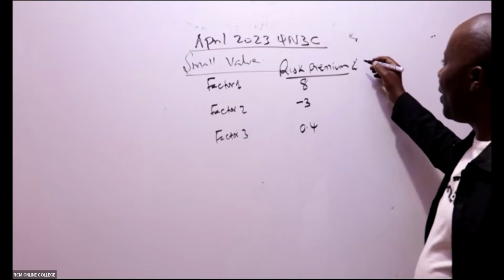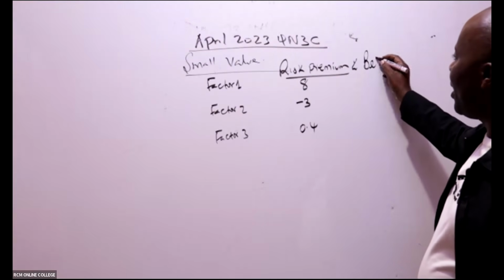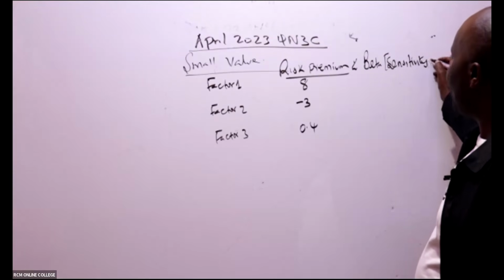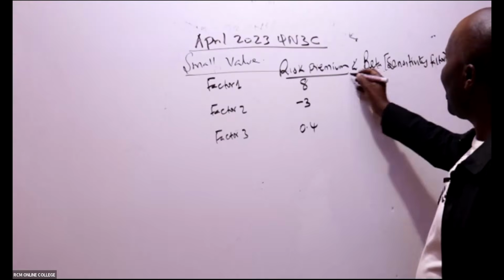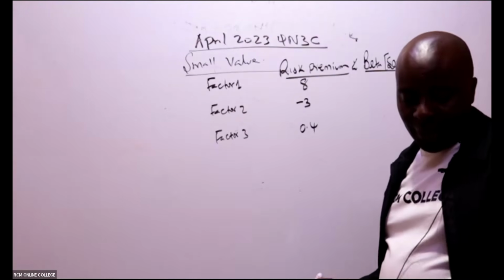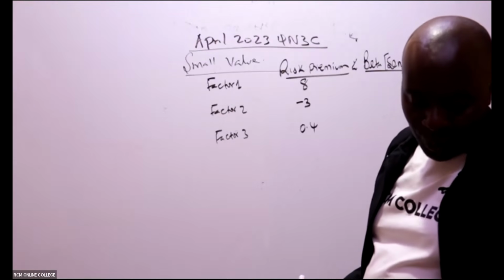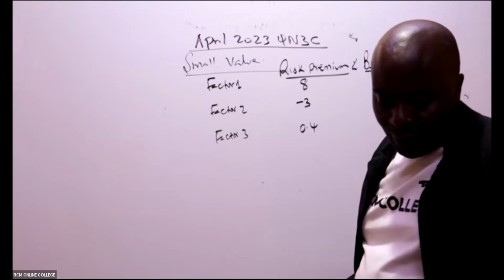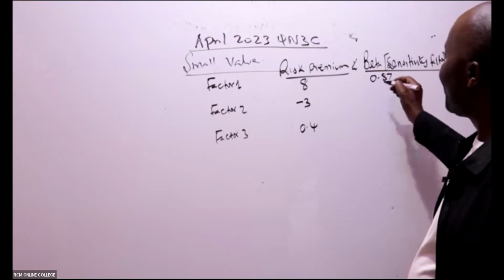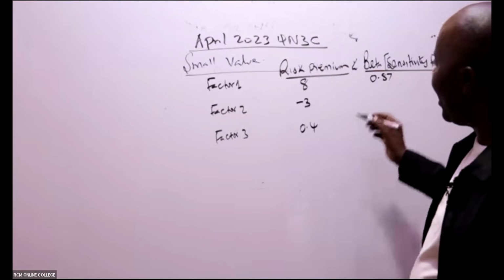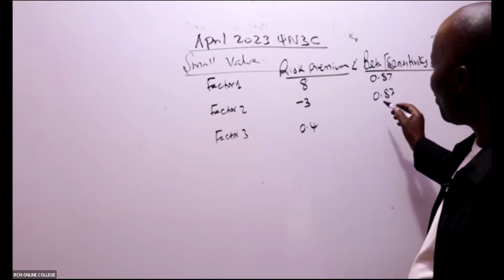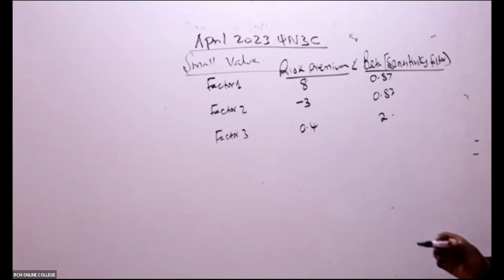And then now we have what we are calling beta. Beta is a sensitivity factor. Are you able to see the betas, ladies and gentlemen, for small value alone, row-wise? For small value, beta for factor 1 is 0.87, beta for factor 2 is 0.83, and beta for factor 3 is 2.